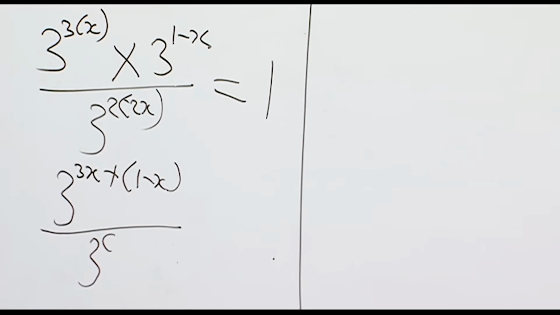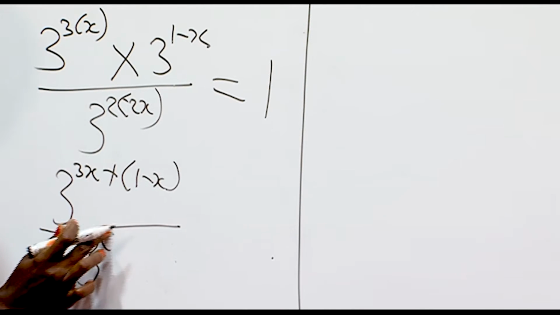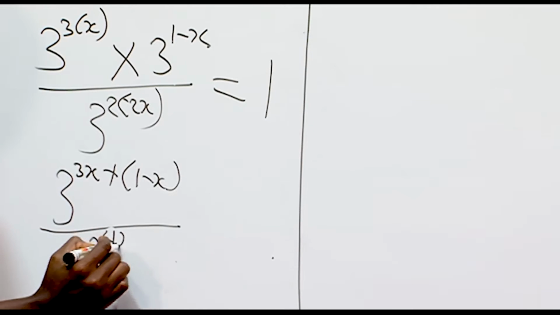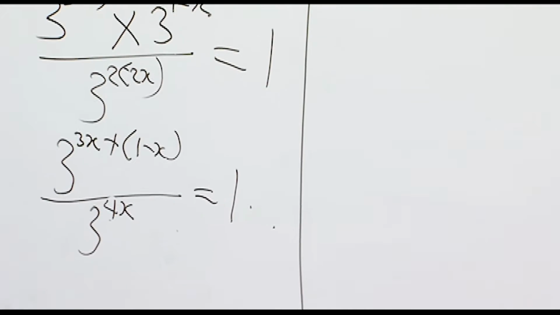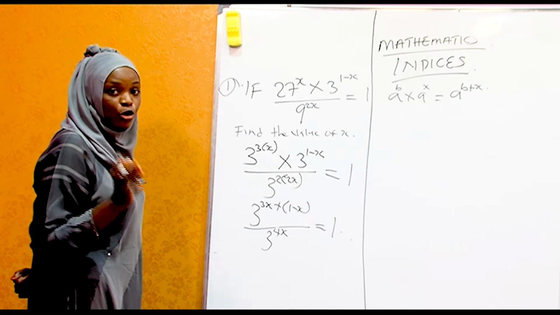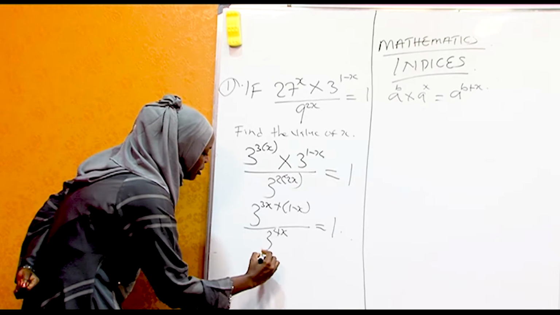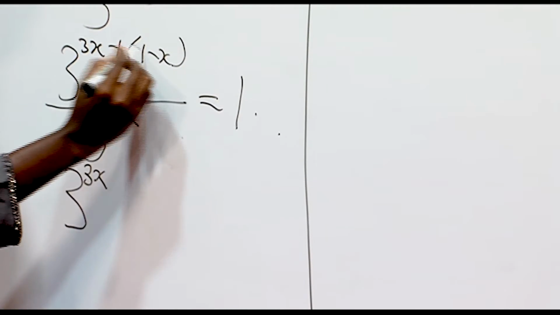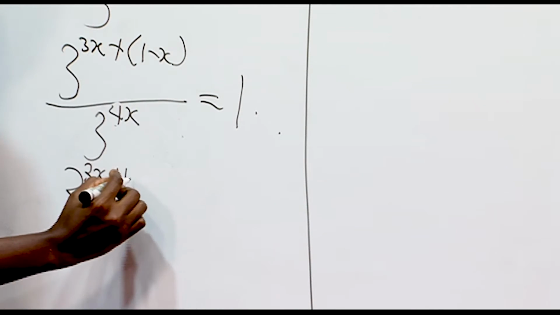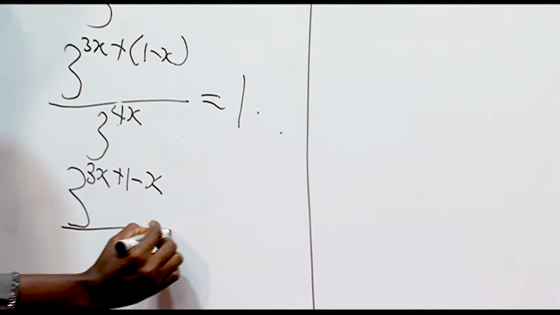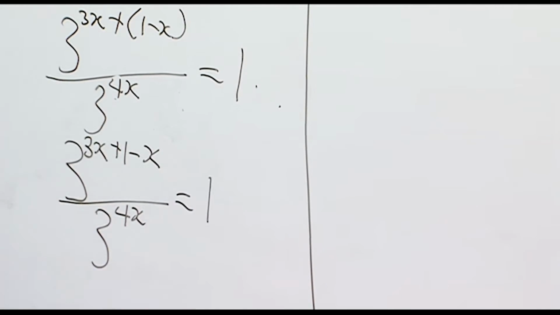You can multiply your 2 because this bracket is multiplication. So 2 times 2x will give 4x, all equals to 1. From here now, we'll open up a bracket. Anytime you have a bracket, you treat your bracket first. So opening up the bracket, we have 3 raised to power 3x, plus times 1 is plus 1, then plus times minus gives minus x, all over 3 raised to power 4x, all equals to 1.